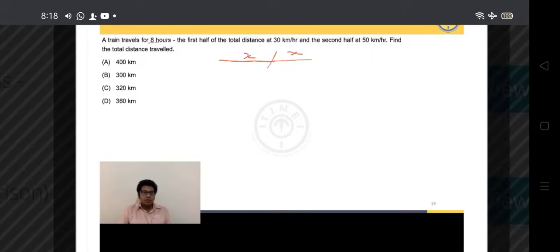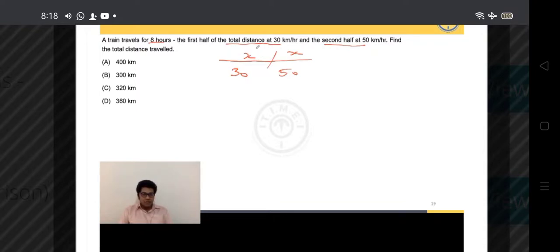So total time is 8 hours. First half of the distance is at 30 kilometers per hour, so this distance I am traveling at 30 kilometers per hour, and the second half at 50 kilometers per hour, so this distance I am traveling at 50 kilometers per hour. Find the total distance traveled. I have to find the total distance. Total time is how much? 8 hours. Now what is the time? Distance by speed.